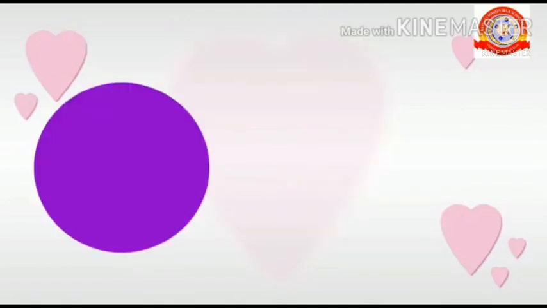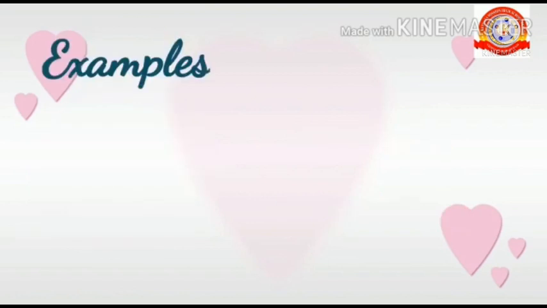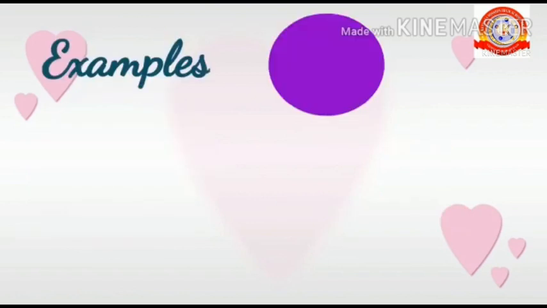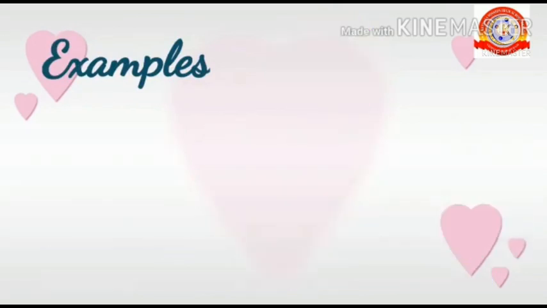Next, which shape is this? Yes, this is a circle. Children, can you see any sides and corners in a circle? No. So, we can say that a circle has no sides and no corners. Examples of objects in circular shapes are wheel, button, bangle, etc.